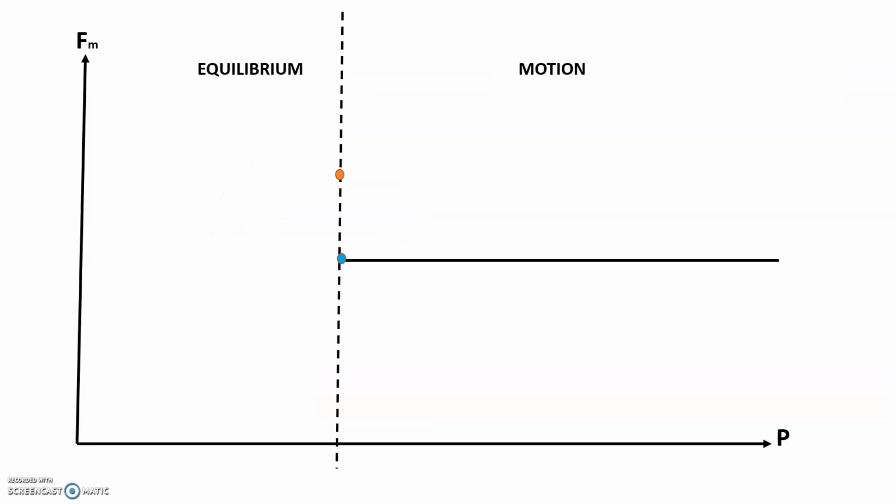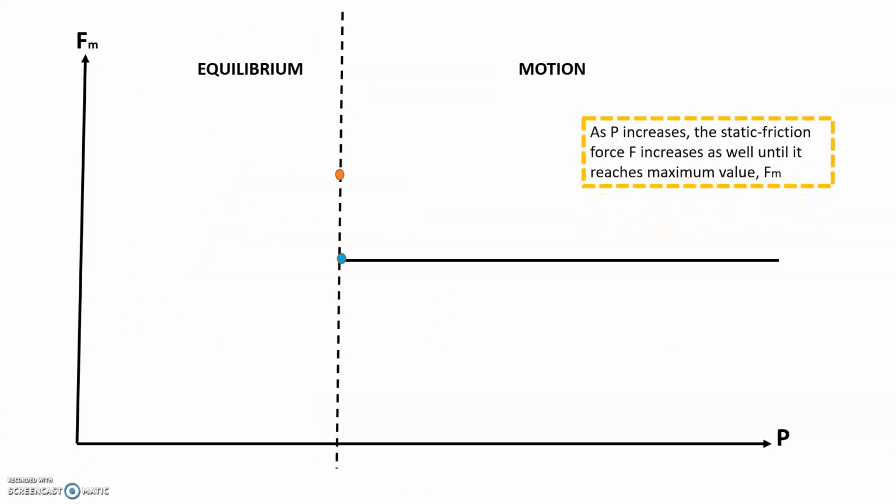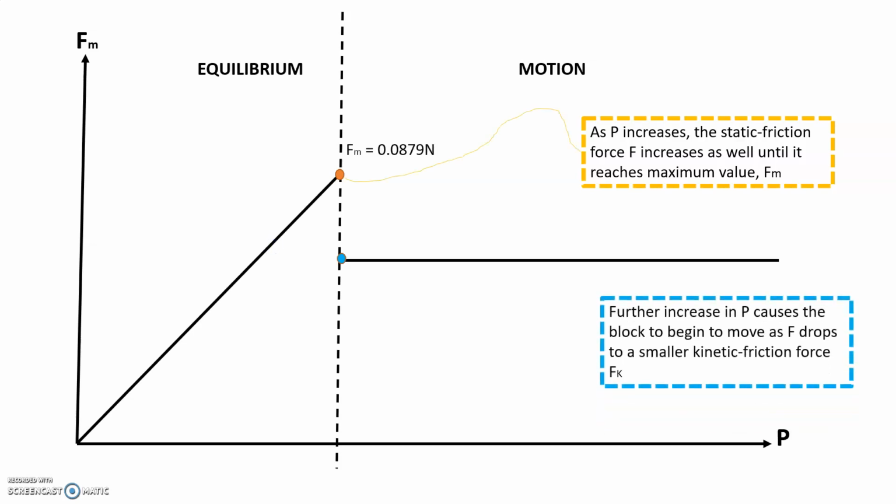And from this, as P increases, the static friction force F increases as well until it reaches the maximum value Fm. Further increase in P causes the block to begin to move as F drops to a smaller kinetic friction force, which is Fk, or we call that the kinetic frictional force.